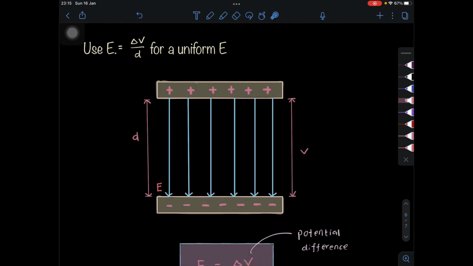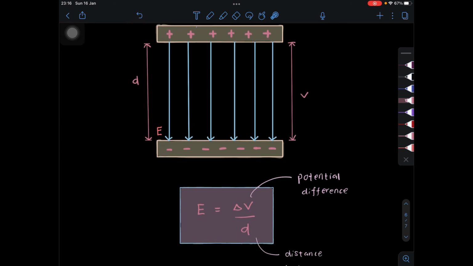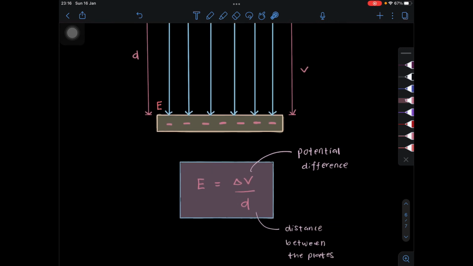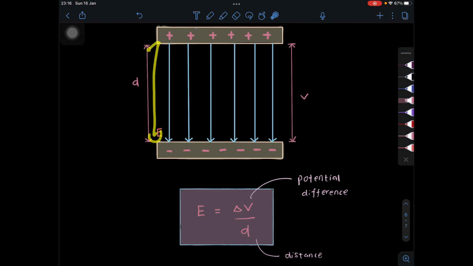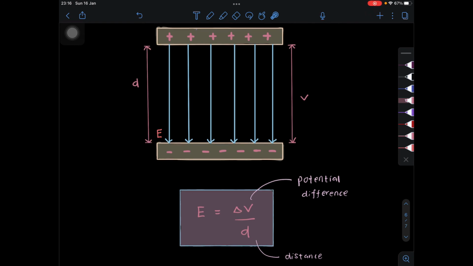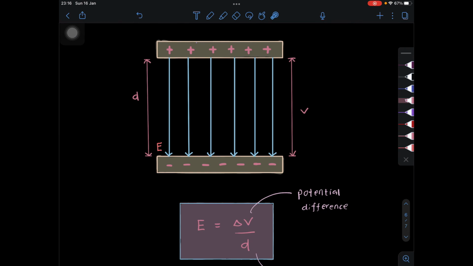Okay, so last one here, we have another formula in order to find the electric field. This formula is only for a uniform electric field. The formula we use is E is equal to delta V divided by distance. Delta V here is the change in potential, or potential difference. So this one is only for a uniform electric field. The distance here is the distance between the plates, and the potential difference usually will be given in the question. So later we will see how we can apply this formula in the question.